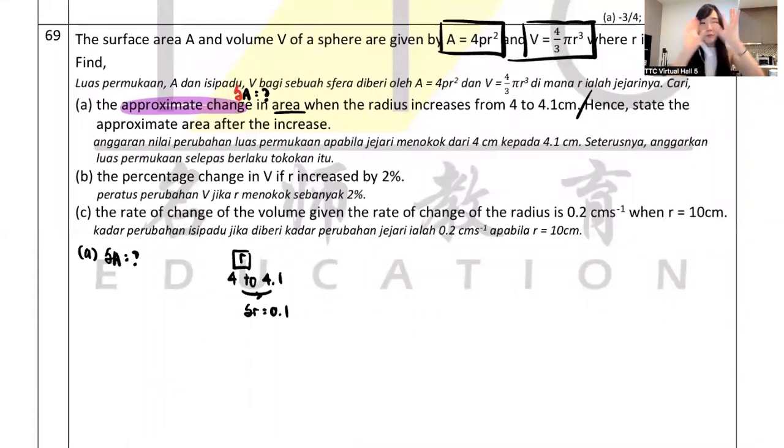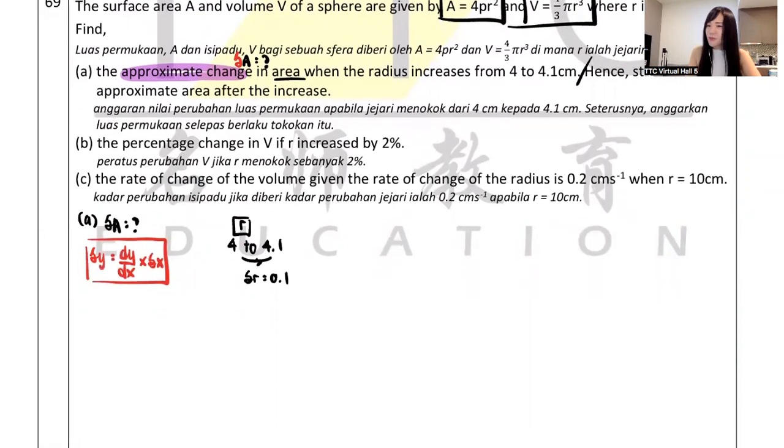Hence, state the approximate... okay, my dear, we don't do that first. We do the first requirement first, okay? So I think these are quite easy. The formula for small change is always the same one: delta y equals dy/dx times delta x. Doesn't fit the question? Change it. Y changes to A, X changes to R. Isn't it like that? Can fit the question.